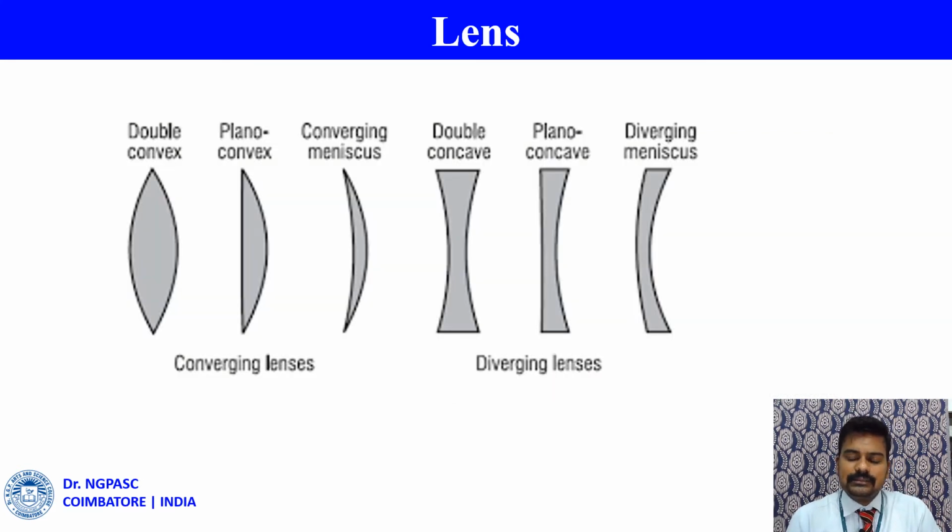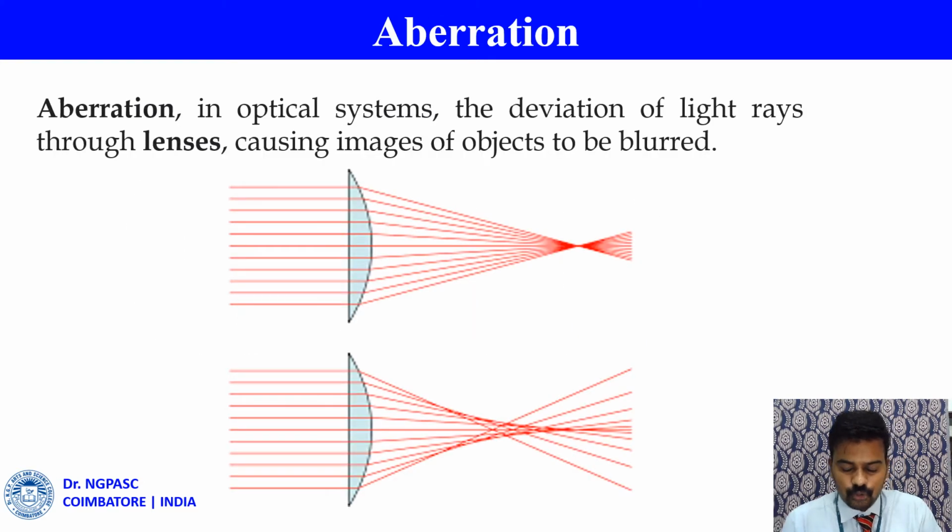In general there are six types of lenses. First, double convex lens, plano convex lens, and so on as converging meniscus, then the diverging lenses. Okay, now we come to the aberrations.